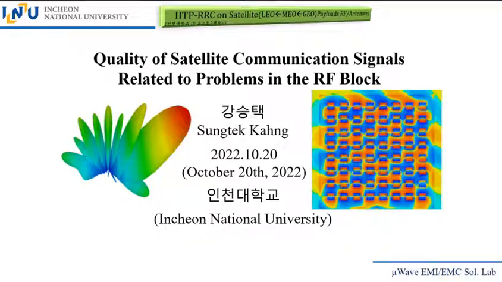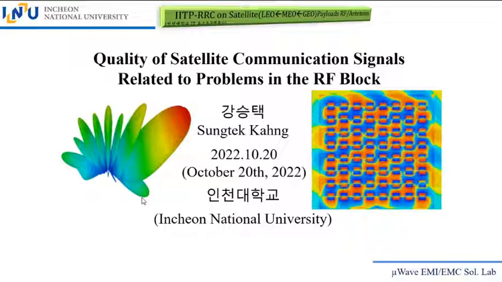Quality of satellite communication signals related to problems in the RF block. There are many components and elements included in wireless communication systems, but I will focus on the critically important roles of radio frequency passive components, such as antennas and microwave and millimeter wave components, especially feeding structures.